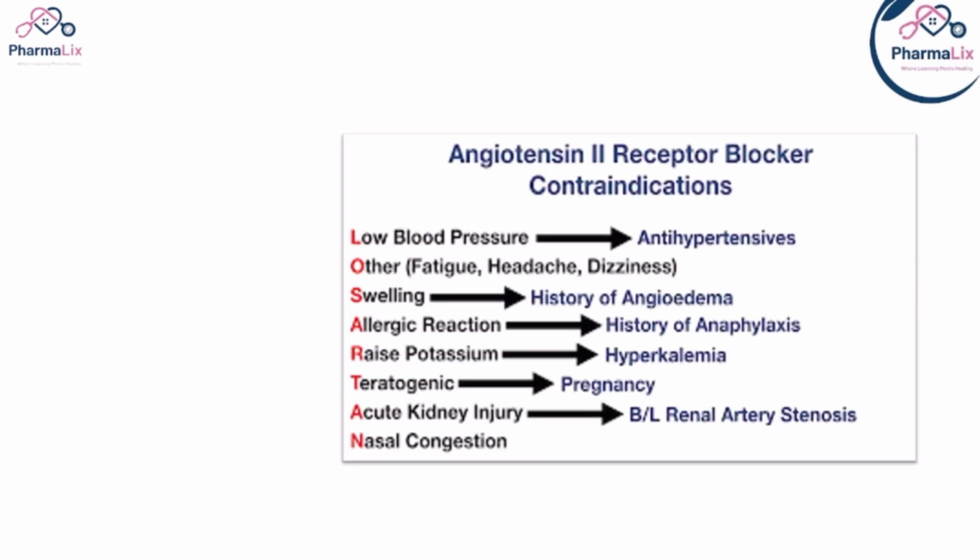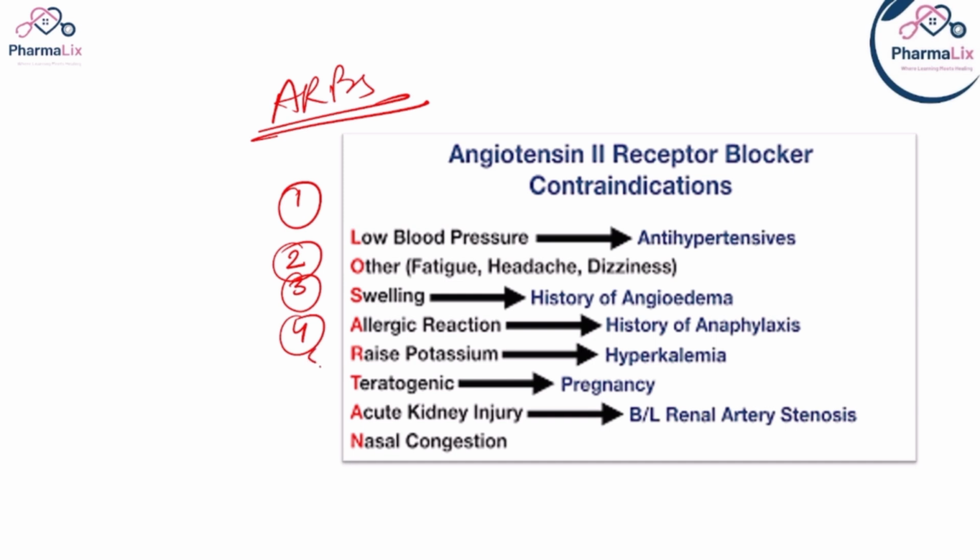So very quickly, let's also see in which other conditions angiotensin 2 receptor blockers, we call them ARBs, are contraindicated. First point, in low blood pressure. Second, in fatigue, headache or dizziness. Third, in swelling. Fourth, in allergic reaction. And fifth, whenever there is elevated potassium level in the body, they should be avoided.